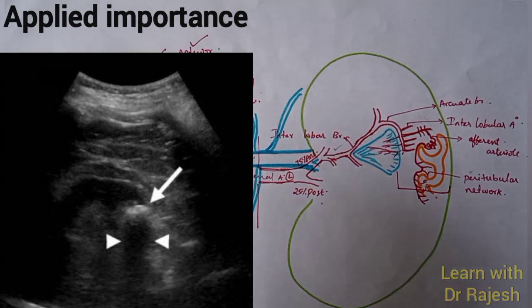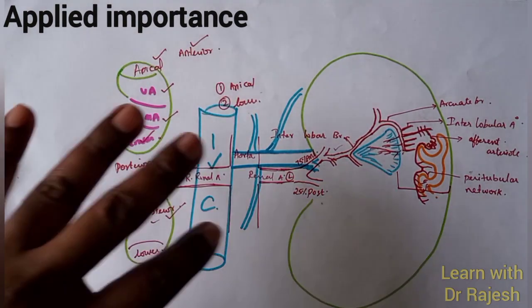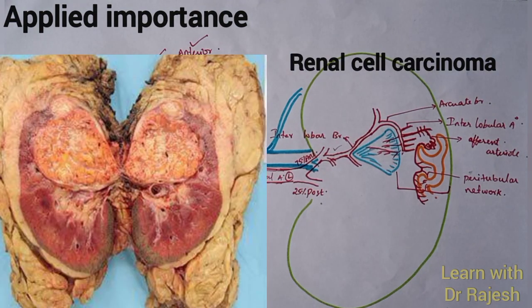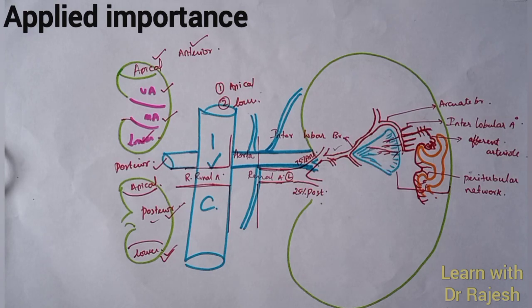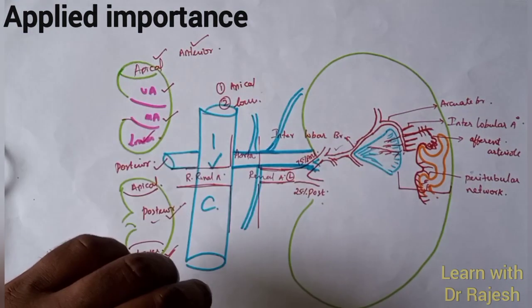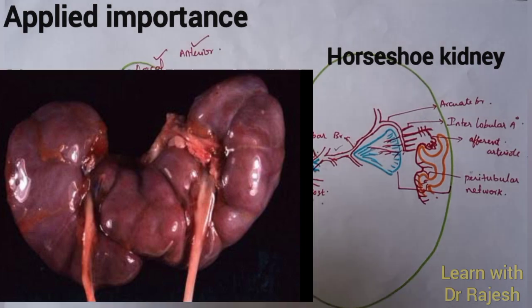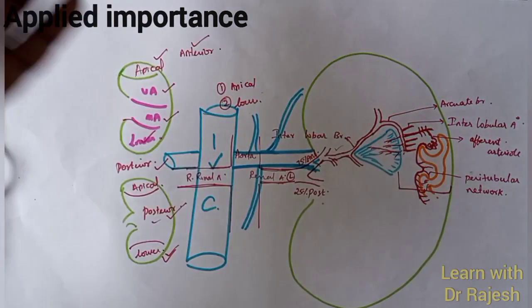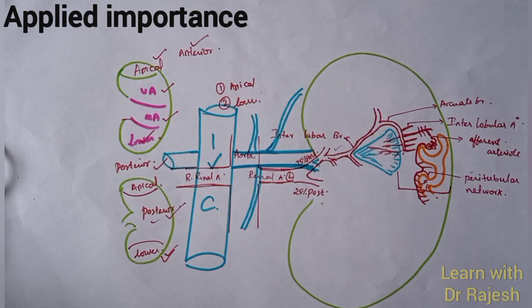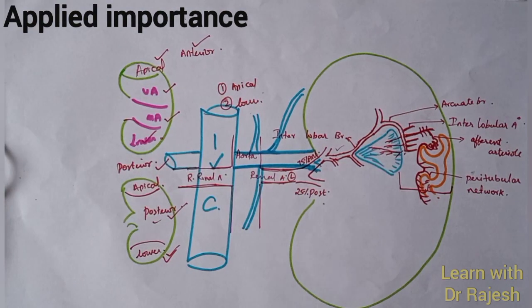Kidney is also one of the places where we can get renal cell carcinoma. Carcinomatous growth can occur in the kidney too. There are also many congenital anomalies related to the kidney, for example horseshoe kidney and lobulated kidney, or absence of kidney, agenesis of the kidney on one side. All these are conditions of applied importance related to its development.